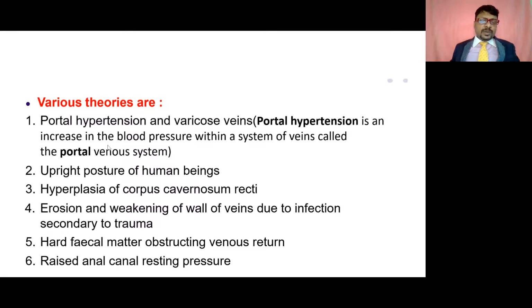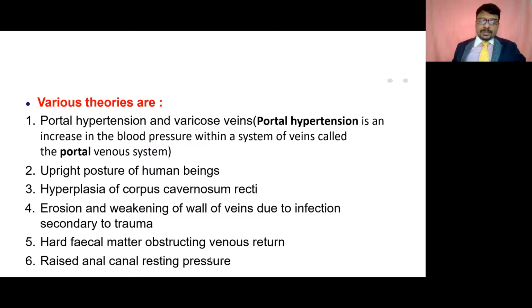And also those who have hyperplasia of the corpus cavernosum recti. If there is any abnormality or excessive hyperplasia or enlargement in the corpus cavernosum recti, they may also get hemorrhoids. And also erosion or weakening of the wall of the veins due to infection or secondary trauma. So if anybody has any damage, erosion, or breaking of the wall because of infection, they may also get hemorrhoids.